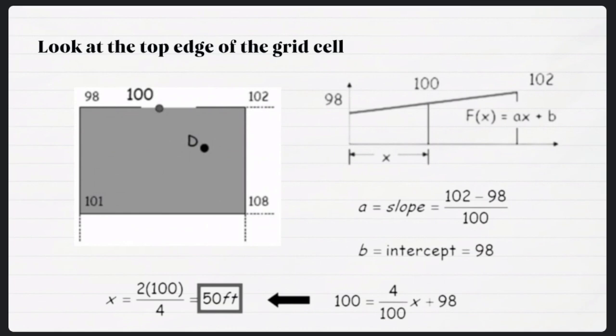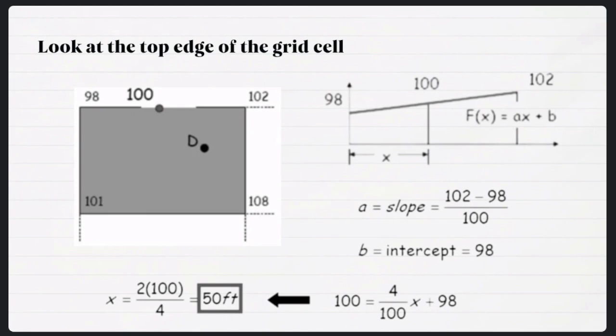So to measure the location of that point, we could find its slope. The slope is just a ratio and proportion. The 102 minus 98 over 100. The 100 is the length of the rectangle which is 100 feet east. And then the B-intercept is 98, that first point.